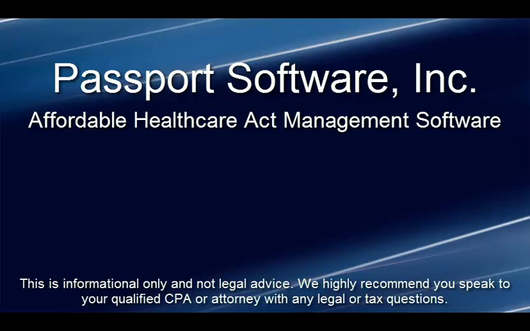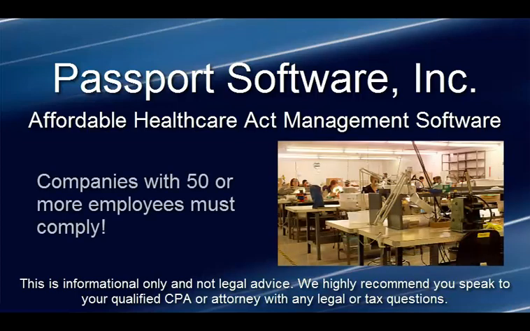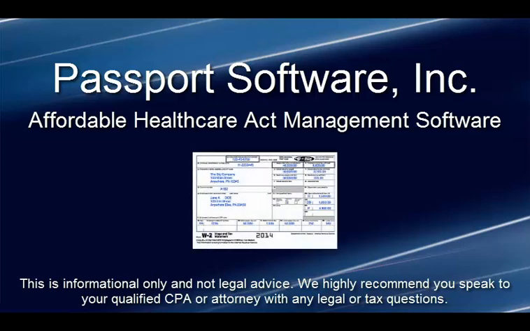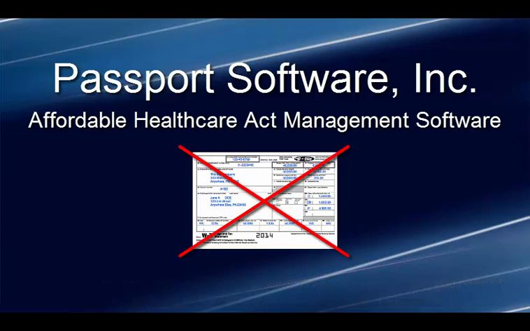Starting in 2014, companies with 50 full-time employees or 50 full-time equivalent employees or more are required to begin reporting to the IRS in order to comply with the new ACA, or Affordable Health Care Act, laws. Unlike W-2s, this doesn't just involve filling out and sending forms in at the year end. There is a significant management aspect in order for these companies to comply.